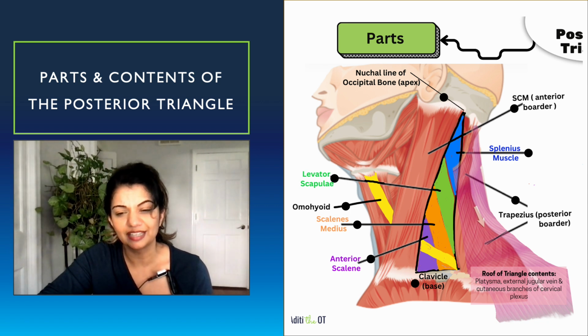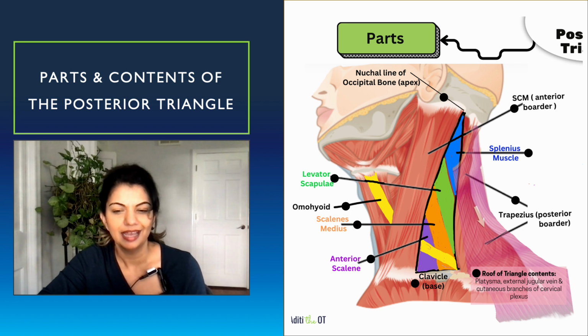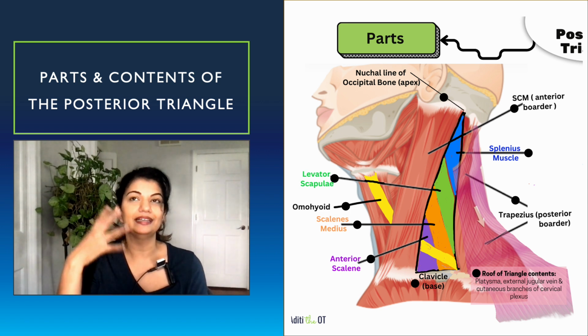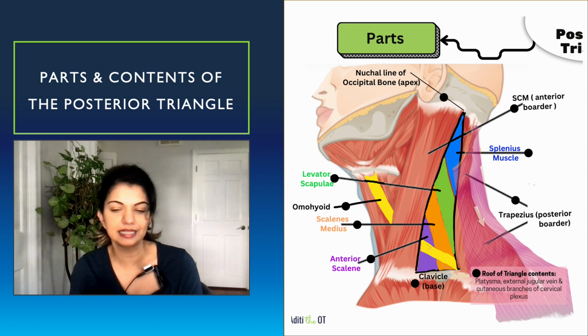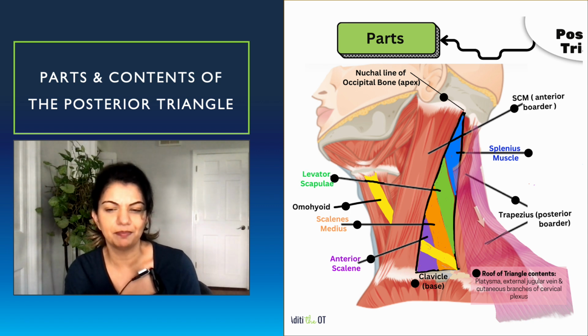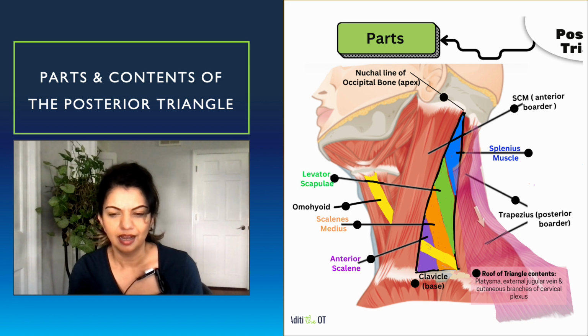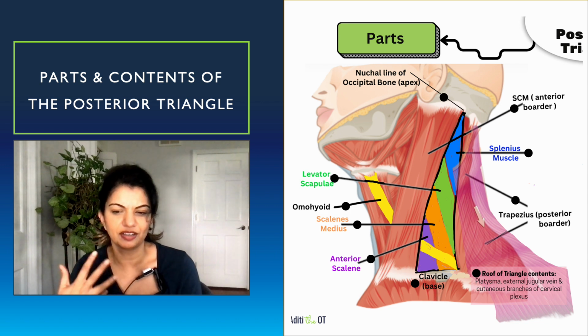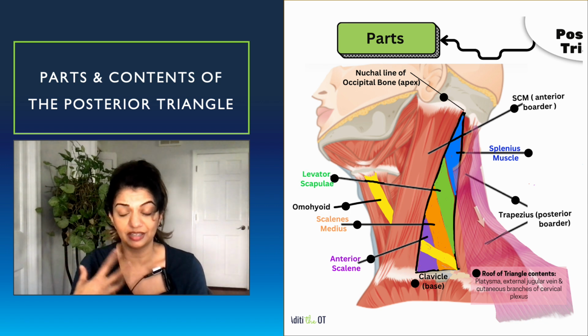But before we go into that, we want to also look at the roof of the triangle, right? This is basically the sort of covering that's going to contain the platysma, as you probably remember, and it also contains very important veins, your jugular vein, obviously, and then there's also going to be your branches of the cervical plexus in there. So very important, that's going to be the roof.